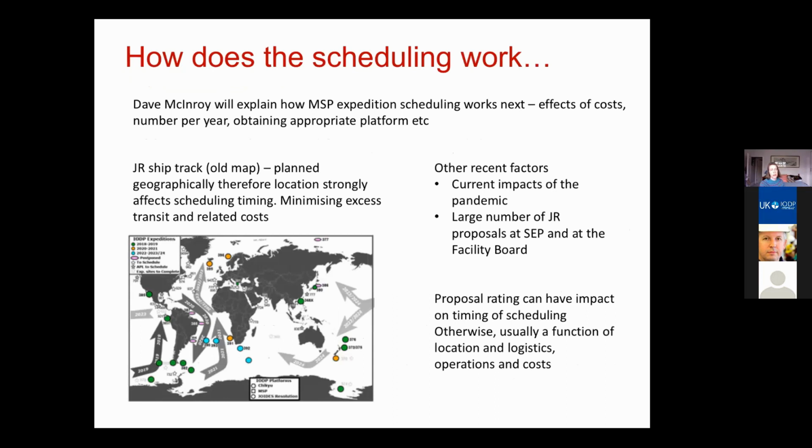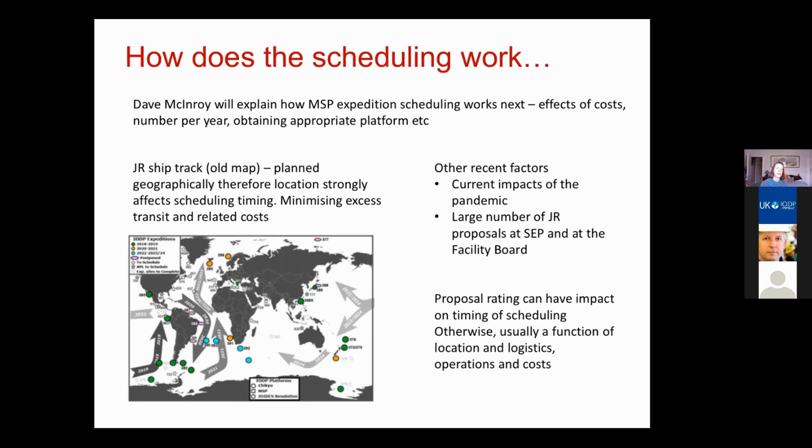For the JR, what's been done in recent years is to develop a ship track that's not random geographically, but follows a pathway. And that's been working really well in recent years. I apologize for the blurry image, which I got from Clive Neal about half an hour ago. But this is a plan showing you the proposed path of the JR in the near future, up to about 2024. So they plan geographically now, and that obviously affects the scheduling timing for your proposal. But it's worked really well in terms of minimizing excess transit and the related costs. So there's been a massive cost saving as a result of doing this.